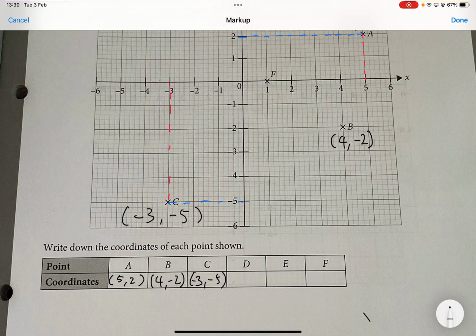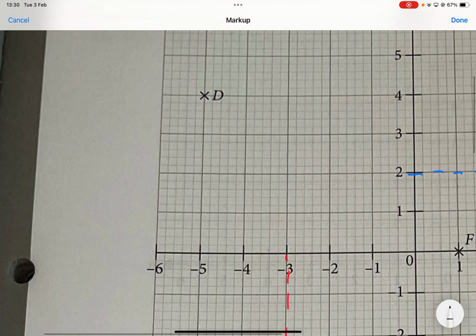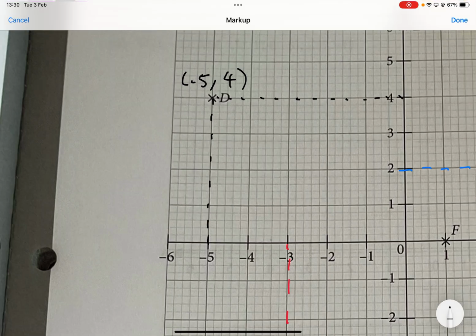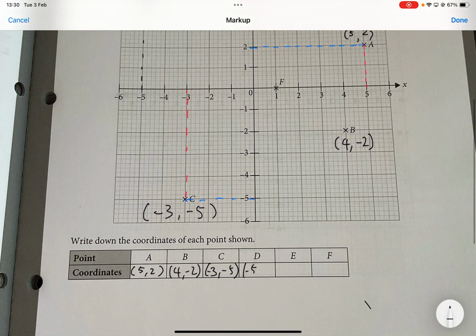Then C is done already, so I go to D. First, the left and the right. The left and the right is -5. For the up and the down, I must check the vertical number line. It is 4. So point D is (-5, 4).